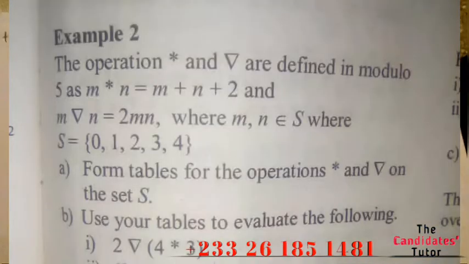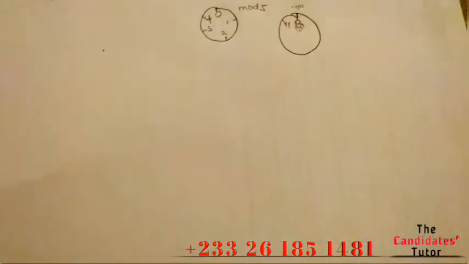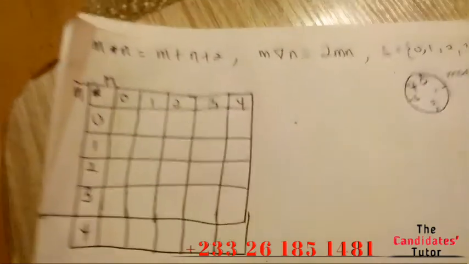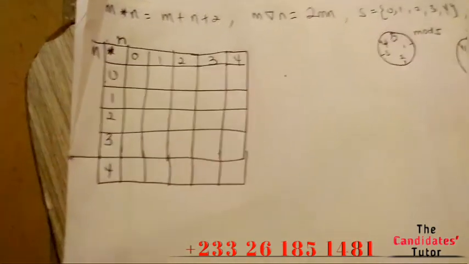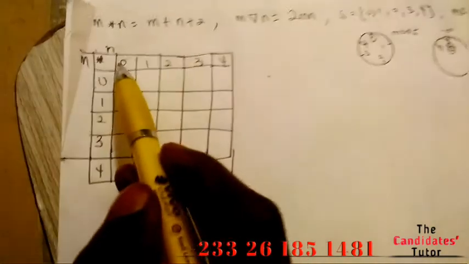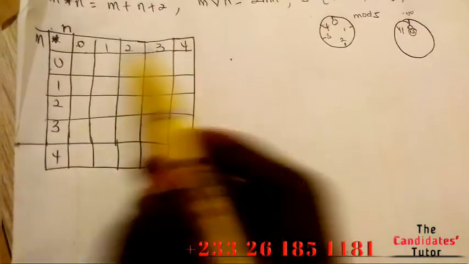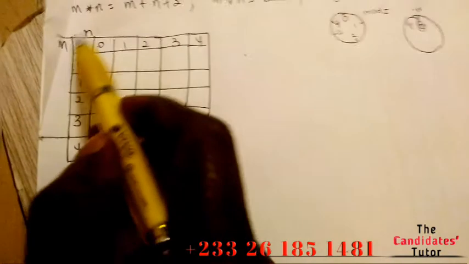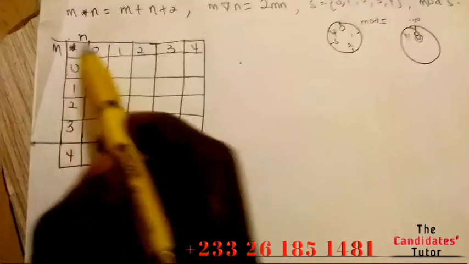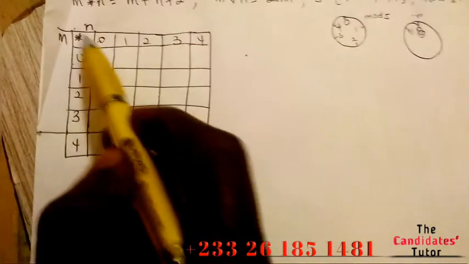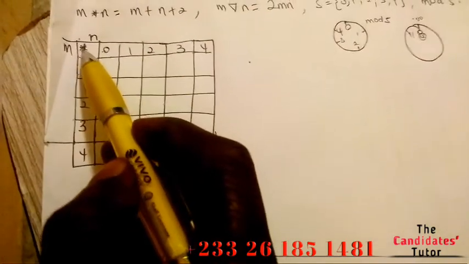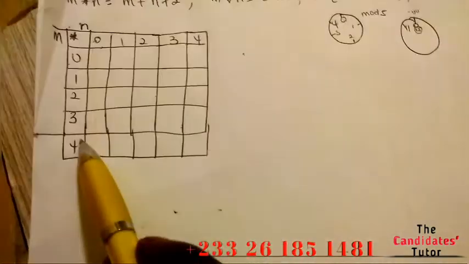The first question says we should make a table. So let's look at how we are going to form a table. This is how you're going to make the table, where you have the set S from 0, 1, 2, 3, 4 at this side, and also at this side, and this is for the star operation. You are going to make a table like this.